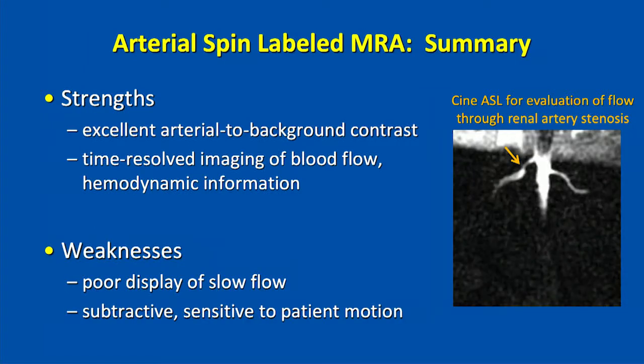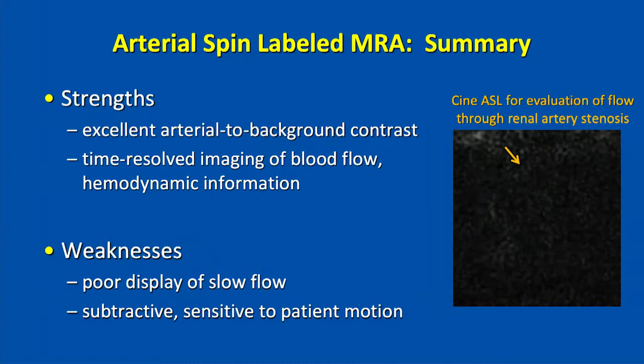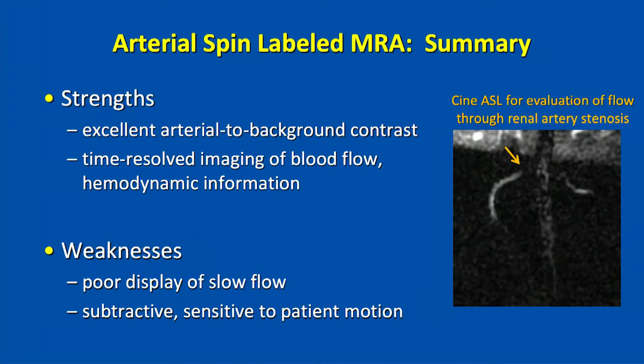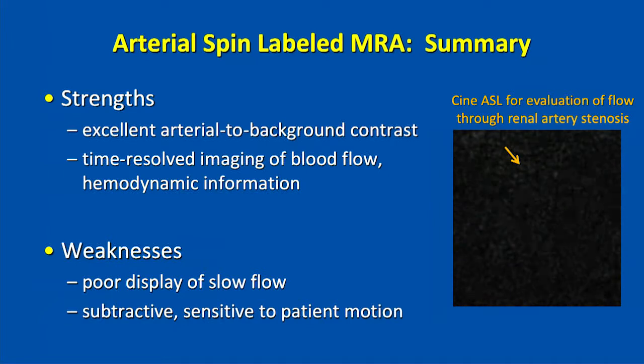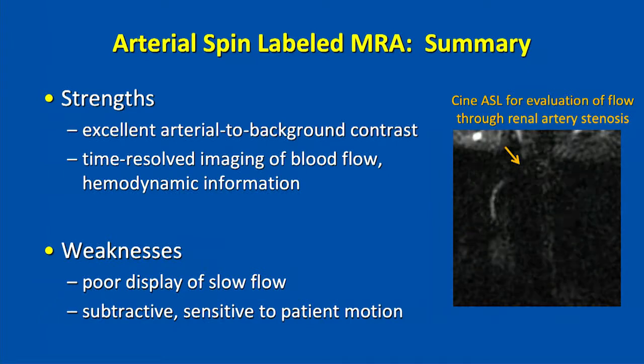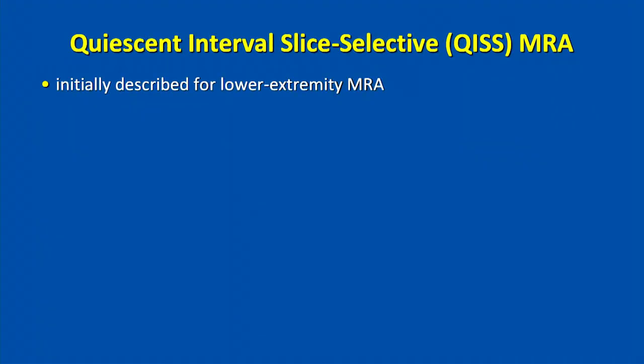However, as with many of the techniques, it doesn't work so well when there's very slow flow because it's inflow dependent, and it also is subtractive and is sensitive to patient motion. So another non-contrast MRA technique is quiescent interval slice selective, or KISS, MRA. It was initially described for use in the lower extremity arteries.